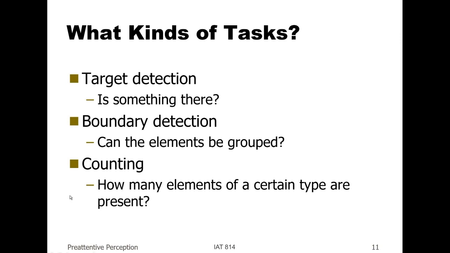And finally on this list, counting. How many elements of a certain type are present? We can count up to a low limit of roughly a handful, but we can certainly do a certain amount of counting even in a very rapid time, within 200 or 250 milliseconds.